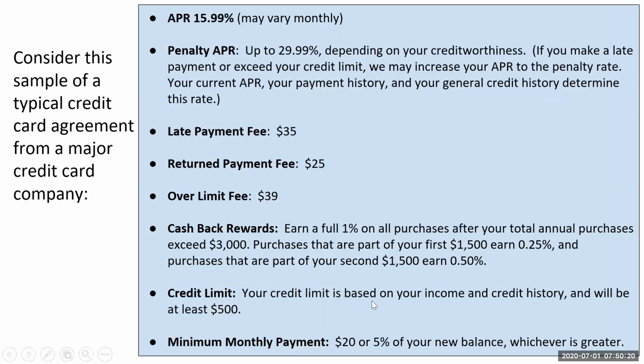Now, credit limit, your limit is based on your income and credit history. So some of them can give you a limit of $500, and they will tell you that if you're able to make your payments on time within, say, 3 months or 2 months, we will increase your limit, okay? So they usually will give you a limit. And note this information closely. I'll be referring to it shortly as we do the numbers. Now, minimum monthly payment, $20 or 5% of your new balance, whichever is greater. Okay, I'll refer to that.